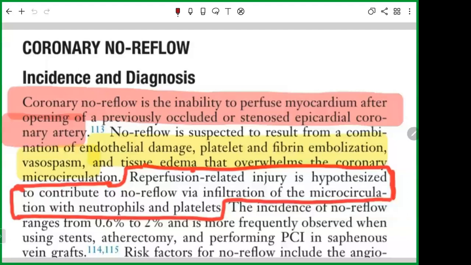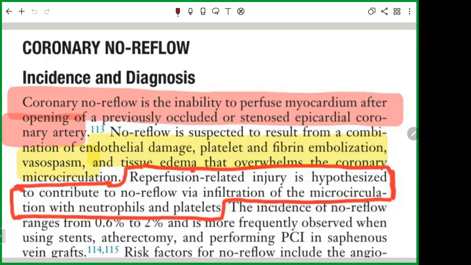Okay. So today two topics: one is the slow flow phenomenon, and the other is bioresorbable scaffolds. Okay. So coronary no reflow is the inability to perfuse myocardium after opening of a previously occluded or a stenosed epicardial coronary artery. So this is mainly from which book? Pathophysiology, Topol. Topol, okay. Regarding the two, one is Topol and the other is an update, and I noted the trials.